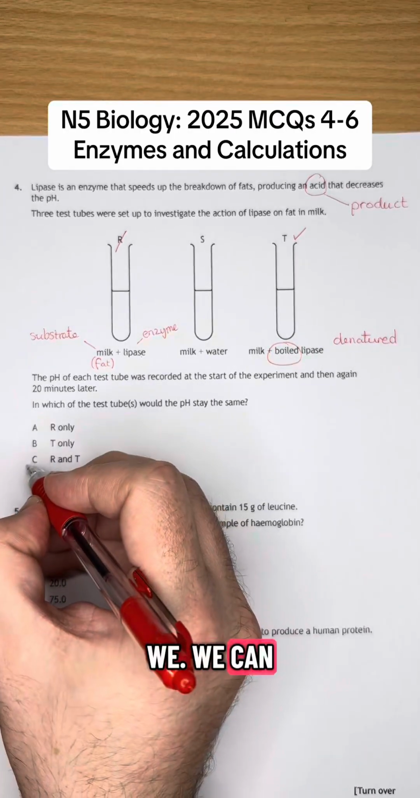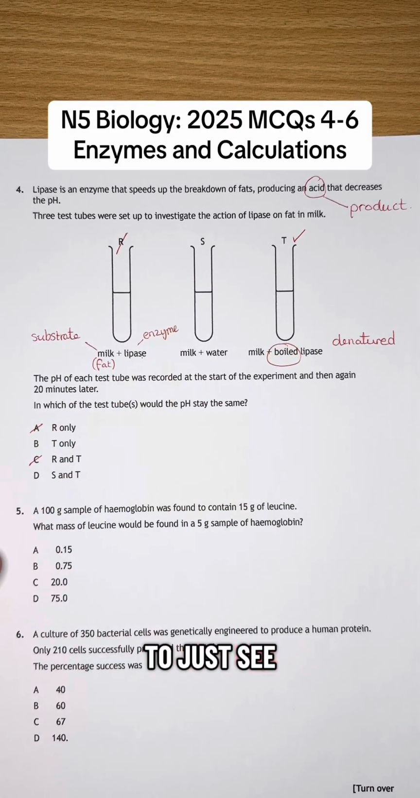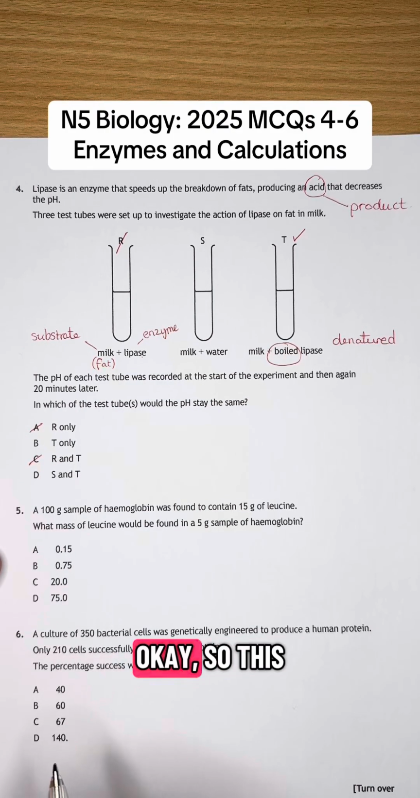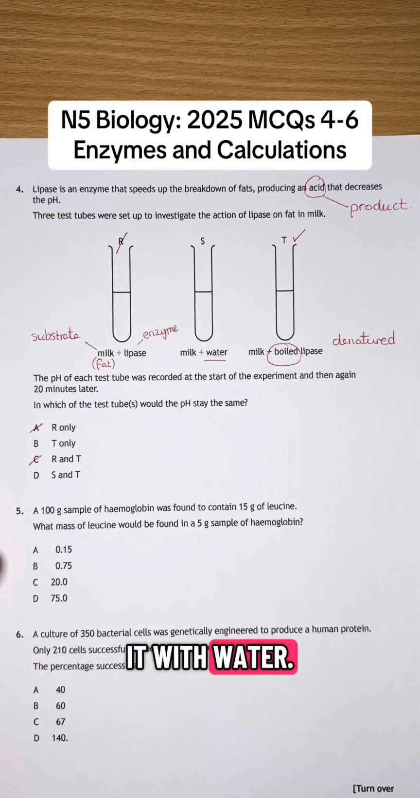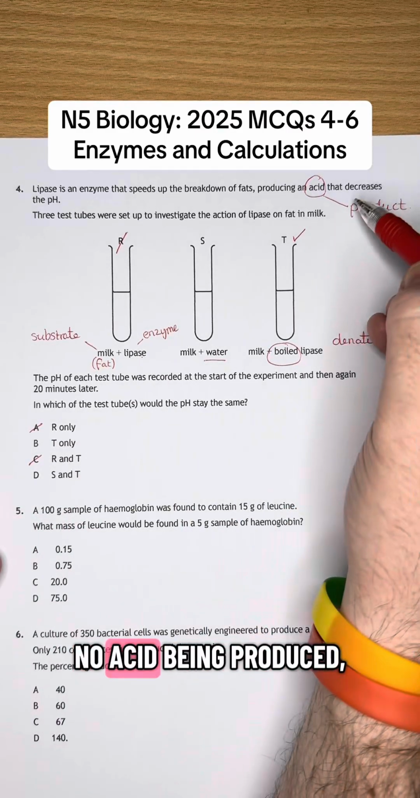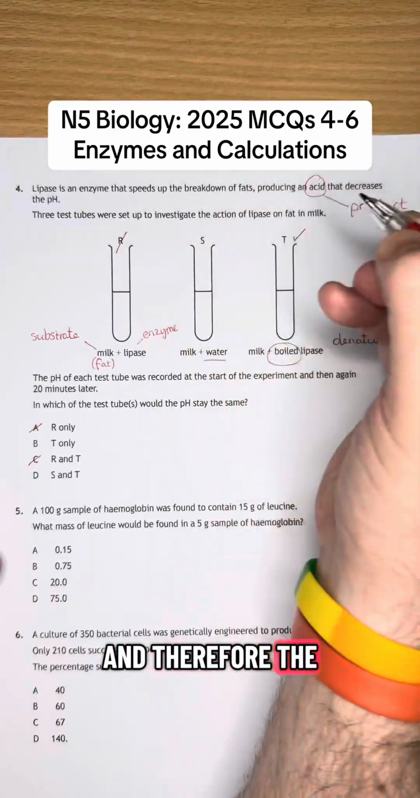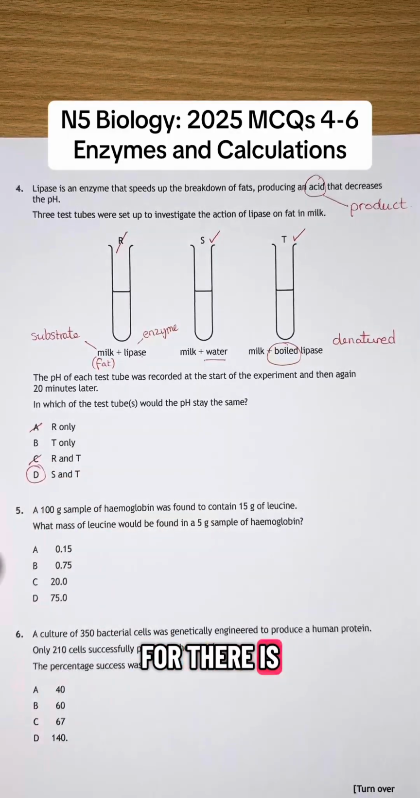Okay, we can eliminate R, A, and C there because they both involve R. But we need to just see if S is going to work because that's an option for us in D there. So we've got milk and water this time, okay? So this time we are lacking the enzyme because we've replaced it with water. That would be our control experiment. And because there's water there and no enzyme, there'll be no reaction, which means no acid being produced, and therefore the pH will stay the same, okay? So the answer we're looking for there is going to be D.